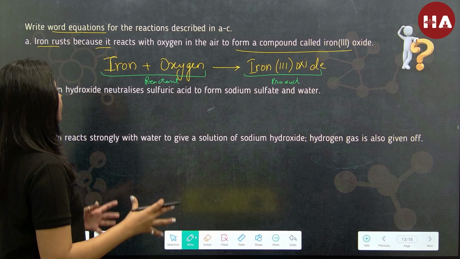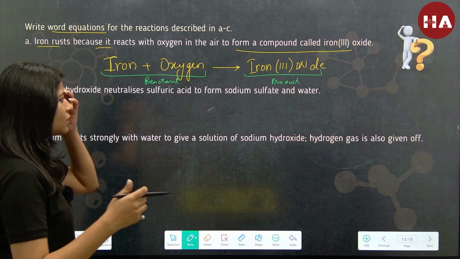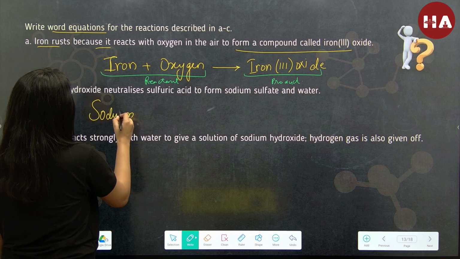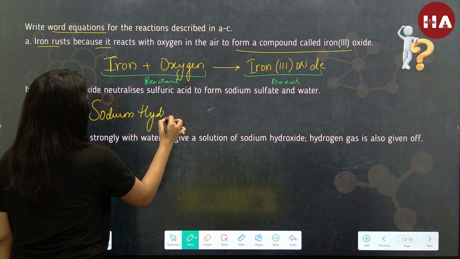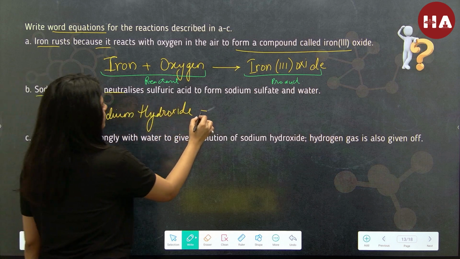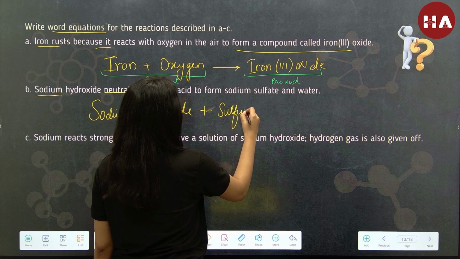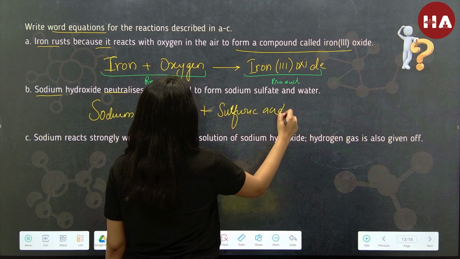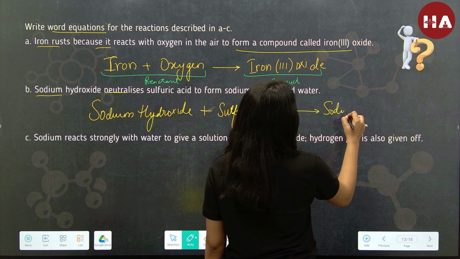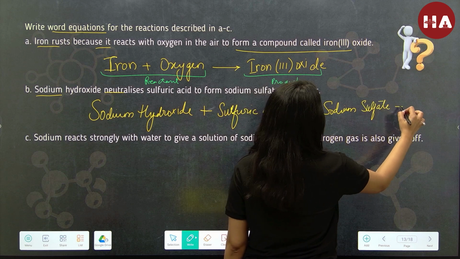Sodium hydroxide neutralizes sulfuric acid to form sodium sulfate and water. It is a neutralization reaction. Let's try to write a word equation of this. Sodium hydroxide neutralizes sulfuric acid. So basically it reacts with sulfuric acid to form, it forms sodium sulfate and water.